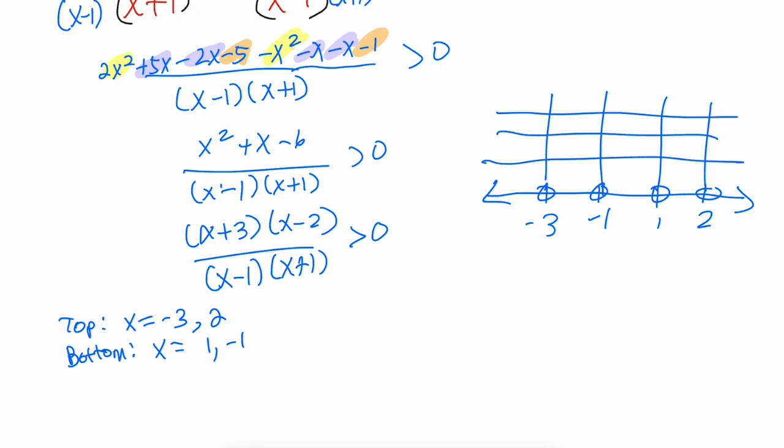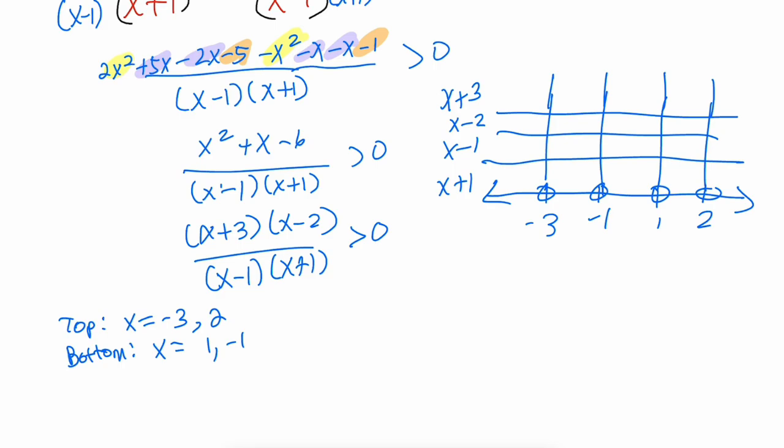There are 4 factors, so give yourself 4 rows. On the side, just list them out. So every factor from your original fraction should appear: x plus 3, x minus 2, x minus 1, x plus 1. Let's pick some test values.